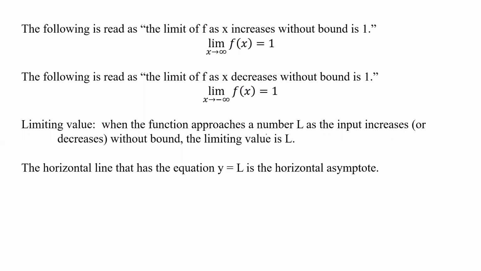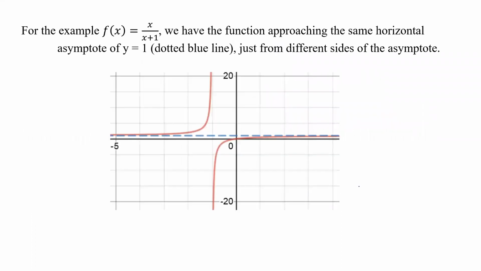Okay. Now the limiting value is when the function approaches a number L as the input increases or decreases without bound. That's the limiting value. And as we notice, we're approaching 1 and we're approaching 1. So 1 is going to be our limiting value. And what we see then is the horizontal line that has the equation y equals L is our horizontal asymptote. And so in this case, y equals 1 is going to be a horizontal asymptote. And we can see that in the next picture on the graph.